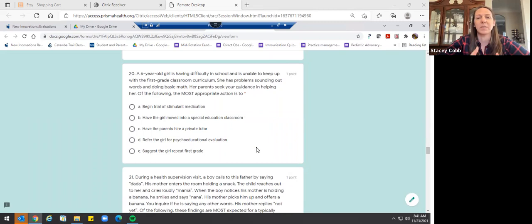So what's our next most appropriate step is that we need to evaluate to see if this is a learning disability or not. And so that is what we would do. We would refer for the psychoeducational evaluation to rule out the learning disability. So all the other things are treating something that we have not diagnosed yet. So we've got to investigate what's going on with her learning.